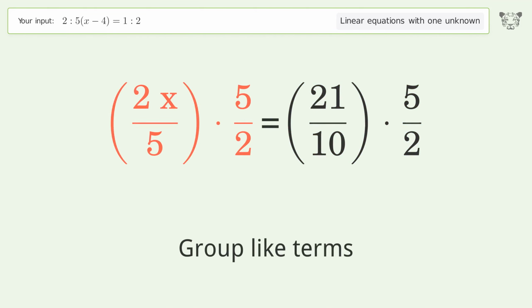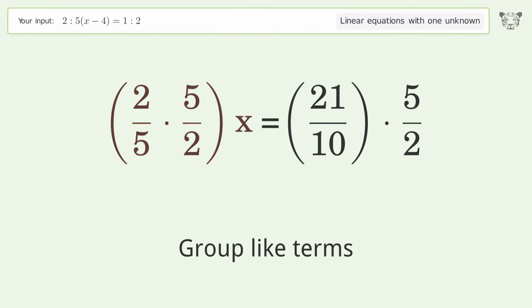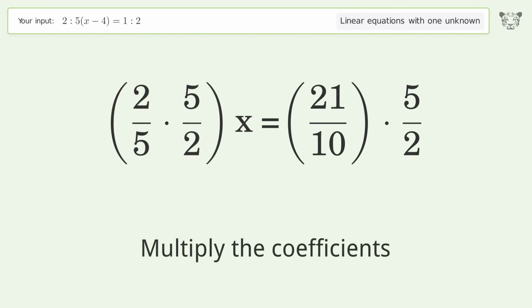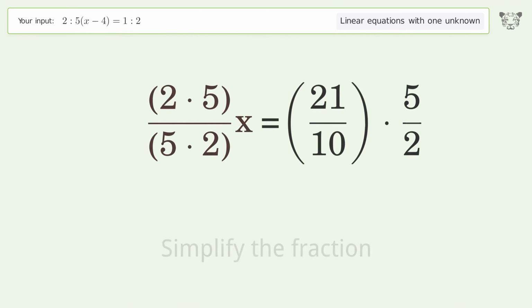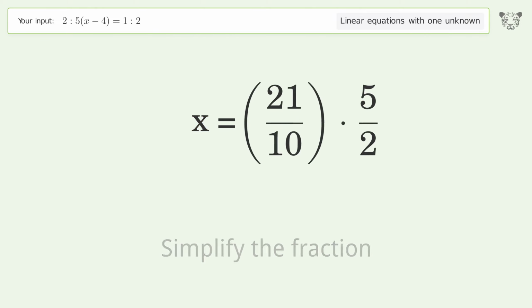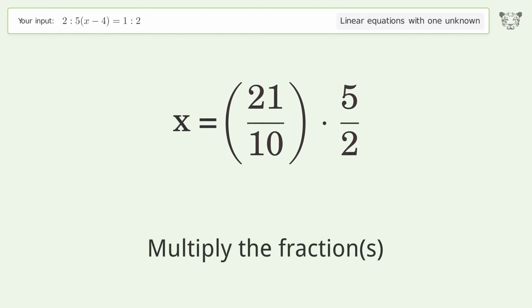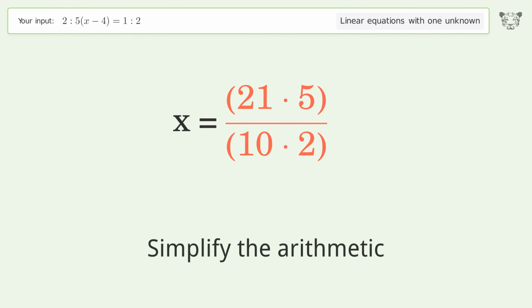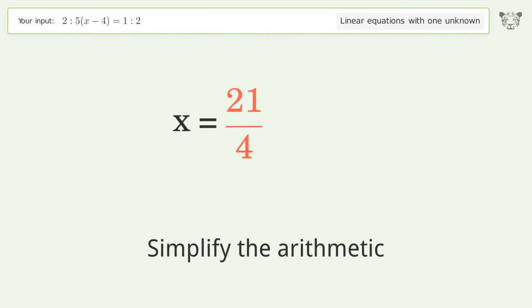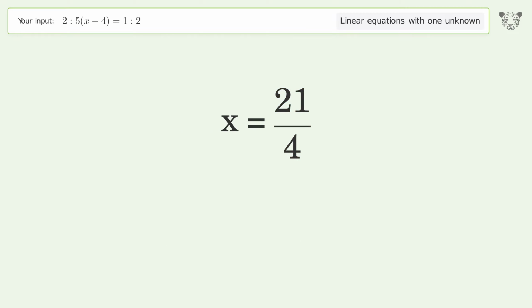Group like terms. Multiply the coefficients. Simplify the fraction. Multiply the fractions. Simplify the arithmetic. And so the final result is x equals 21/4.